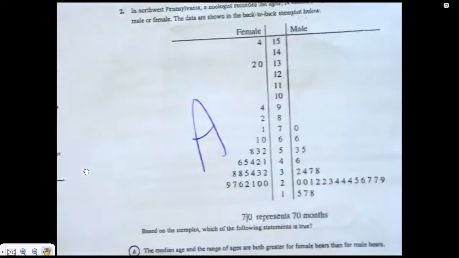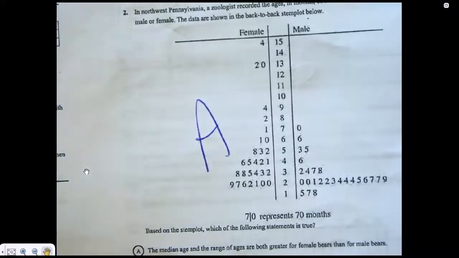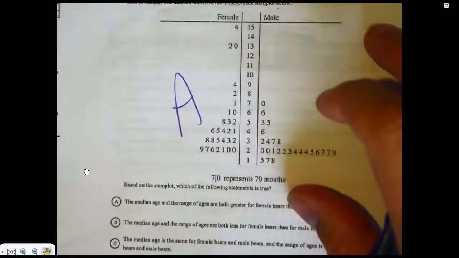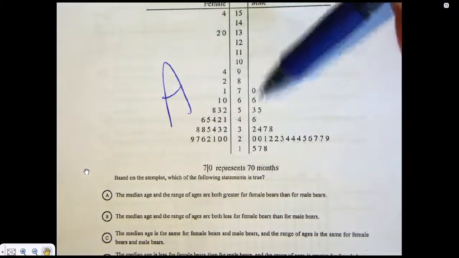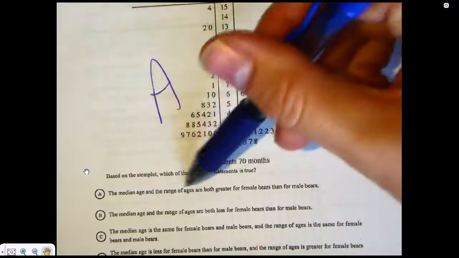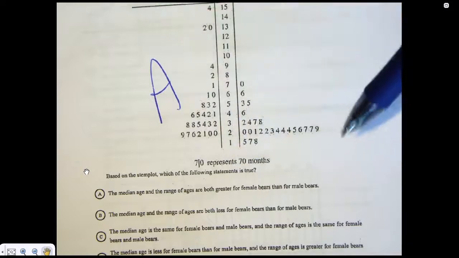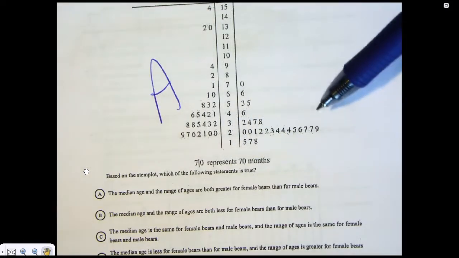All right, the second one here, there's a bunch of stuff. And again, I'm just going to go through the right one because it's just too long to go through all of them. So the median age and the range of ages are both greater for female than for male.